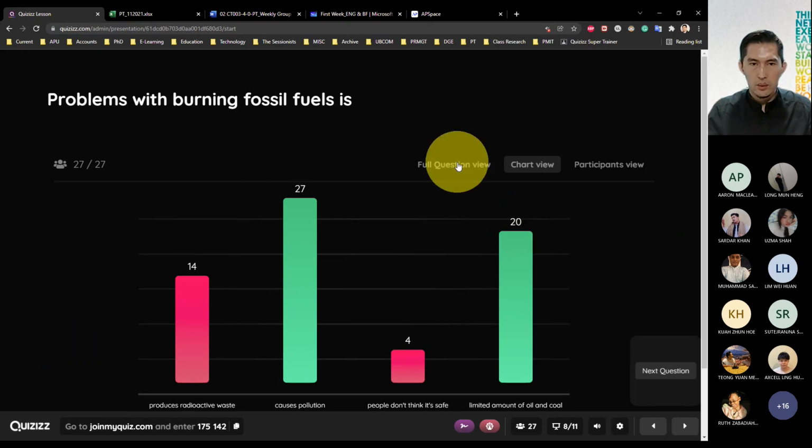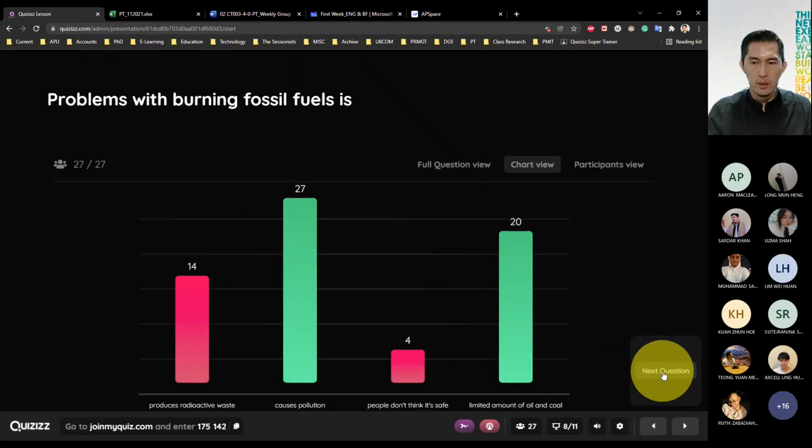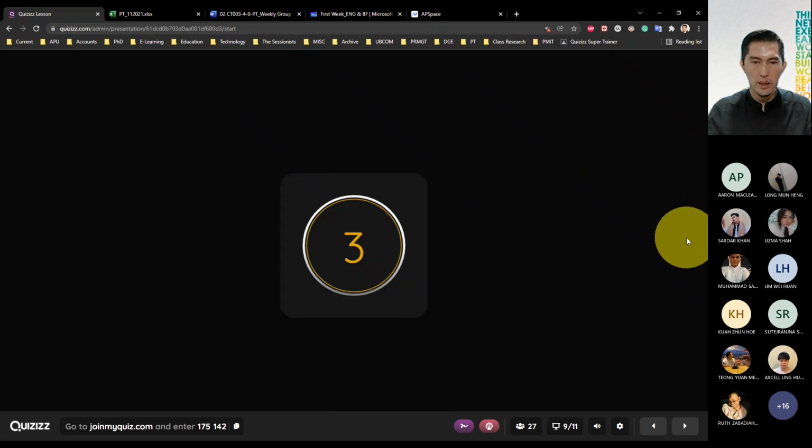All right. So I think the two main areas being looked at are definitely the main problems that come with fossil fuels: causing pollution, and the limited amount of oil and coal. Of course, radioactive waste is then referring to nuclear. People don't think it's safe is also still referring to nuclear overall. Yeah. So a good majority there. Next question.